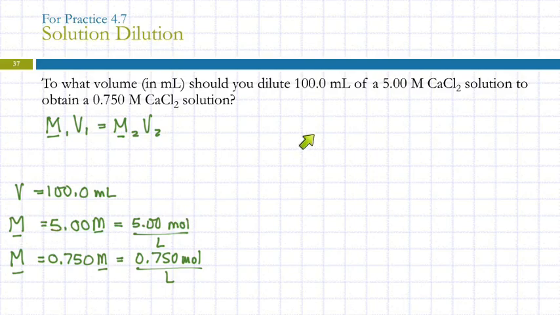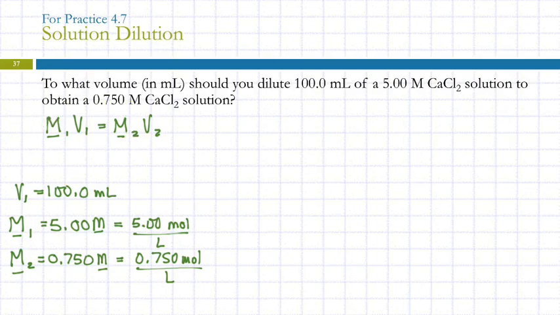The 5, right? 100 milliliters of 5 molar. Those two go together. I'm going to call them 1. So that's V1, and this is M1. So the other molarity then is going to be M2. So I've identified the volumes, the molarities, and now I can look at my equation.